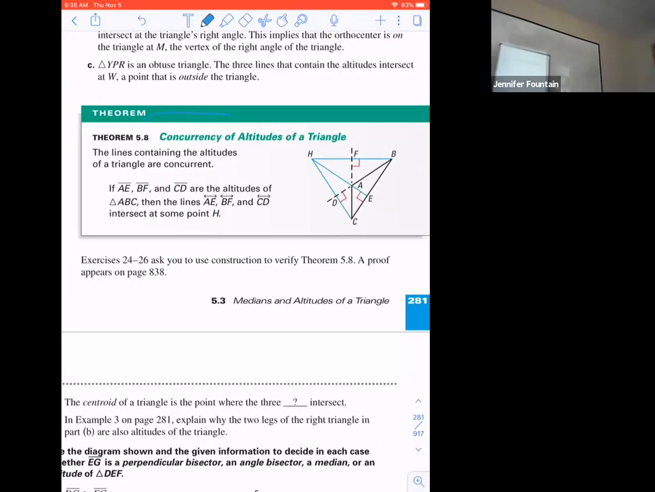Theorem 5.8, the concurrency of altitudes of a triangle. The lines containing the altitudes of a triangle are concurrent. If we look at AE, BF, and CD, those are all the altitudes of triangle ABC. And then we can see line AE, line BF, and line CD intersect at some point H. So that's the concurrency of altitudes of a triangle.